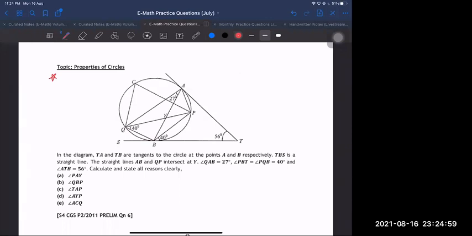Now we go on to properties of circles. I want to go through this because this question was pretty difficult. In the diagram, TA and TB are tangents to a circle at the points A and B respectively. TBS is a straight line. The straight lines AB and QP intersect at Y. Angle QAB equals 27, angle PBT equals angle PQB equals 40, and angle ATB equals 56. Calculate and state all reasons clearly the values of the following.